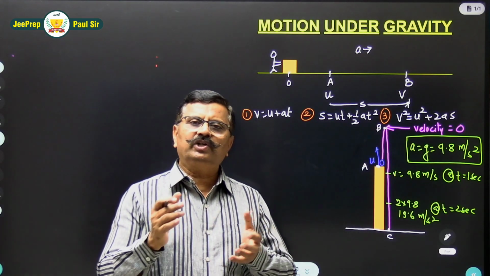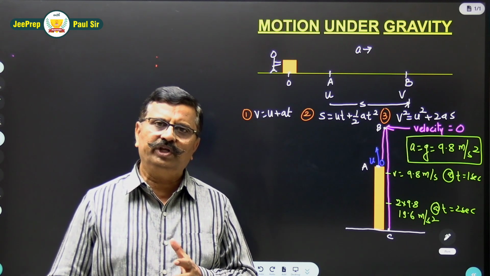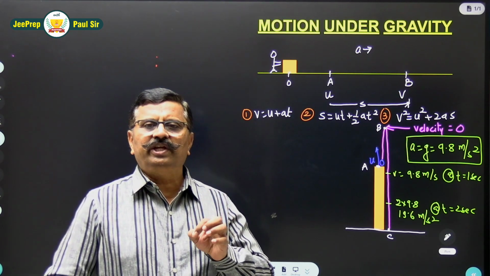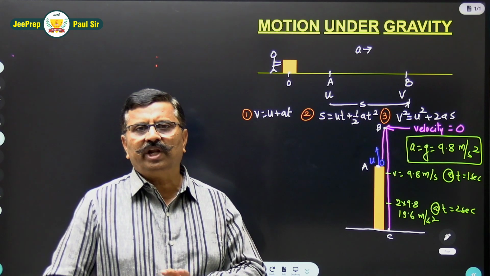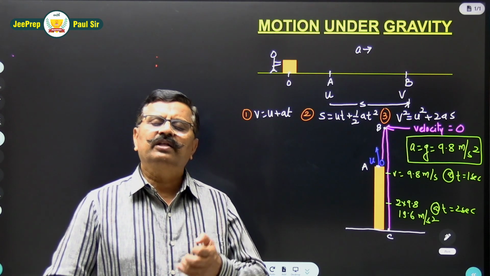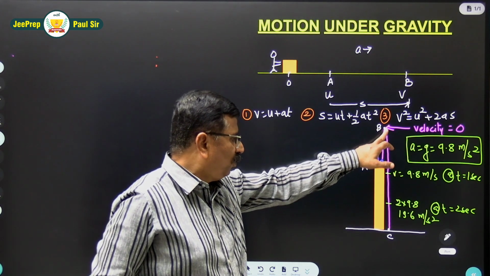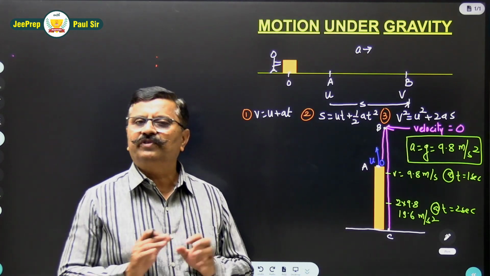Now there is always talk of this term called free fall. What do you mean by free fall of the body? When a body falls freely under the influence of gravity, when it is released from a certain height, then this is the free fall. When the body starts falling freely from point P to point C, it's a free fall.